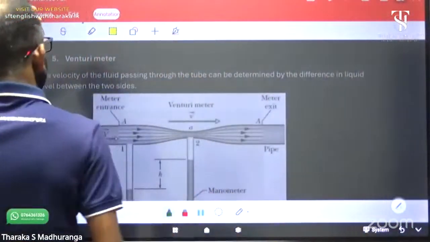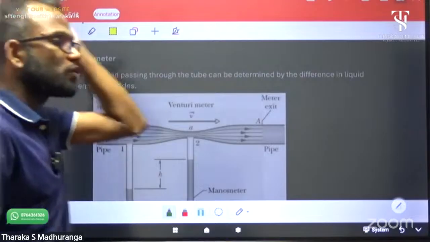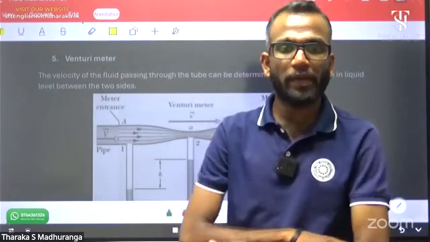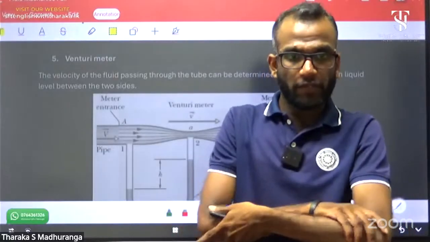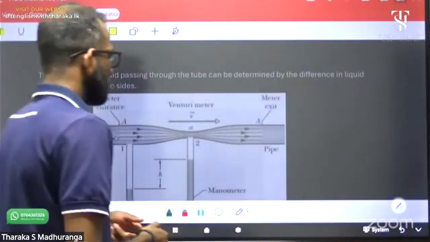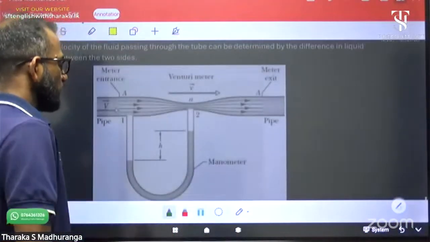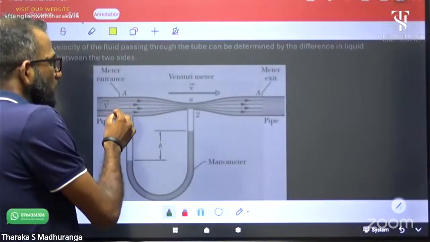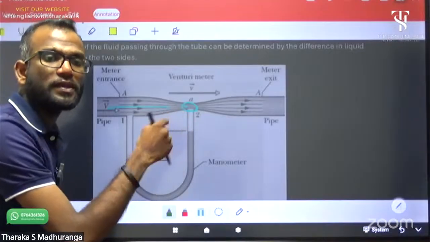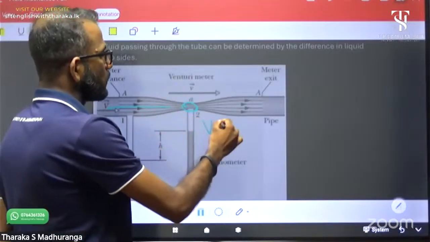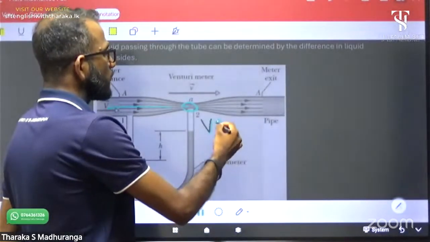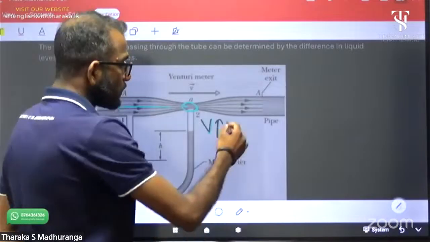The final one, the Venturi meter and Venturi tube. The carburetor of petrol vehicles is made according to this Venturi mechanism. You can see at this point it is a narrow tube, right? Narrow tube means its velocity is greater. Now you can understand the same mechanism. Velocity is greater, pressure low.